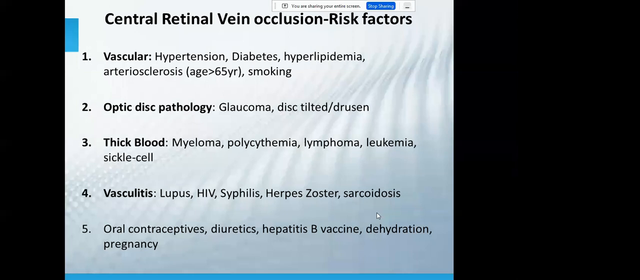predispose you to CRVO. Then vasculitis, of course, is a primary disease of vessels where there's inflammation of the blood vessel walls. That happens in lupus, HIV, syphilis, and sometimes herpes zoster and sarcoidosis. You just need to remember the word vasculitis, contraceptive, diuretics, hepatitis B vaccine, dehydration, and pregnancy.